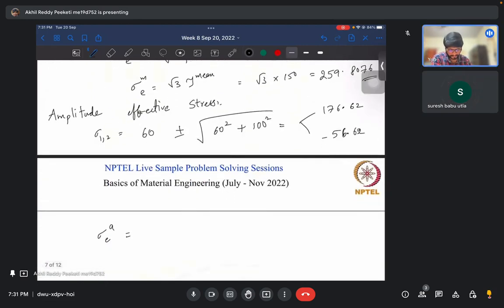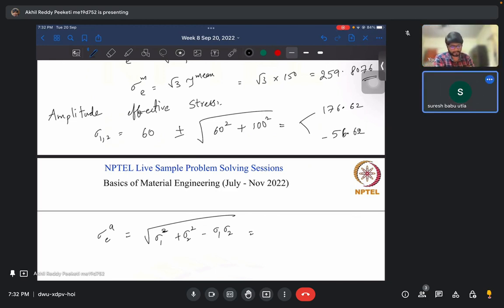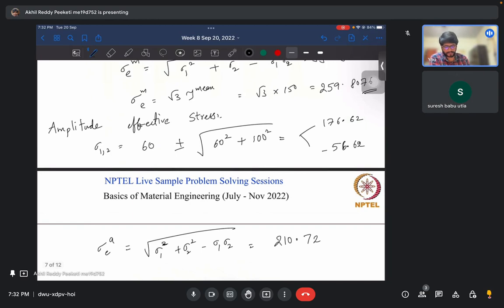So now if we do that effective stress again, so square root of, let me do this calculation, 176.62 whole square plus 56.62 whole square plus 176.62 into 56.62. So 210.72 almost. Okay. Now again we got the mean effective and amplitude effective.